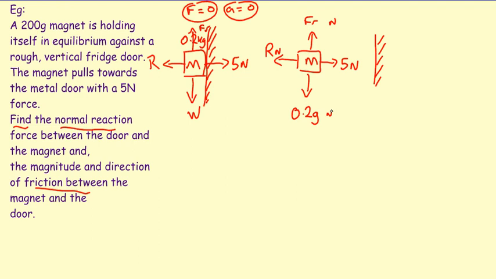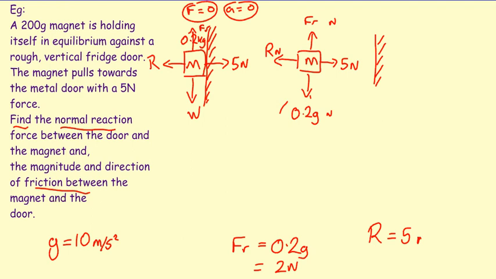So hopefully, thinking about the fact that the forces must all add up to 0 makes it very obvious what these forces should all be. We should be able to write down straight away that the friction must be equal and opposite to the weight down here. So that must be equal to 0.2 times g. If we take g to be equal to 10 meters per second squared, just for simplicity, we end up with 2 newtons. And again, the same for the reaction force. That's just going to be equal to 5 newtons because it's equal but opposite to the magnetic force pulling it towards the fridge.